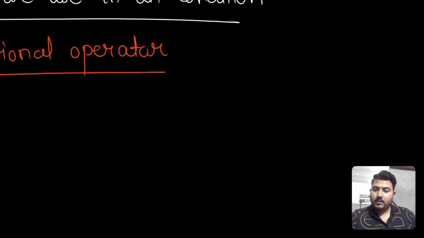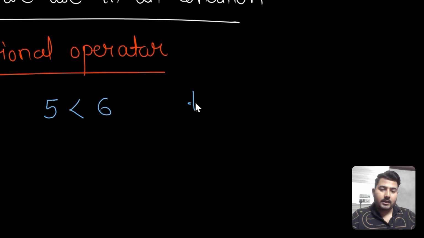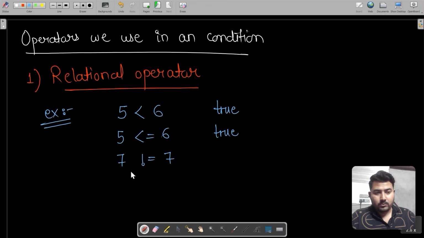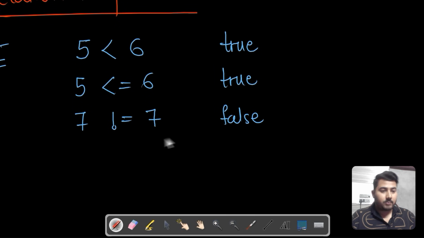When I'm comparing, for example, let's suppose two numbers, 5 less than 6. If this is my condition, then my answer will simply be true. Very nice. Let's suppose if I say 5 less than or equal to 6, then again it will give us true only. Let's suppose if I say 7 not equal to 7, when I'm comparing not equal to, it is going to give us true when both are not equal. So right now it is going to give us false only because those are equal.